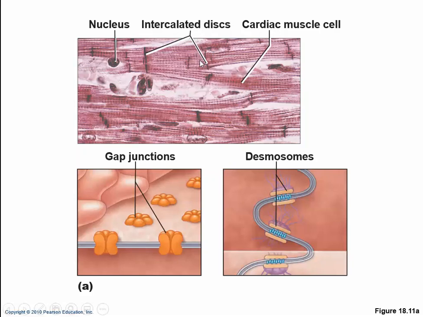Now, in the intercalated disc, there's two types of junctions. There are desmosomes that act against tension. So when it pulls on, it's got something to pull against. And it prevents the heart from pulling itself apart when it fills.